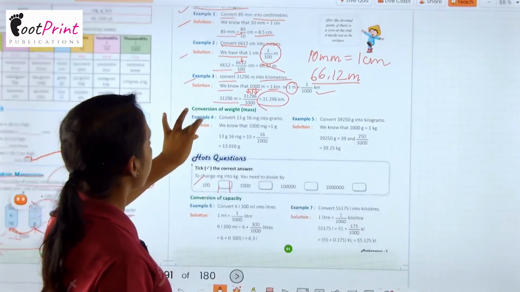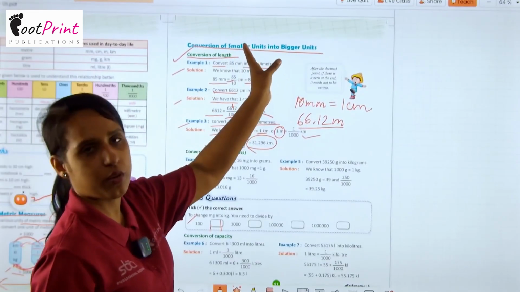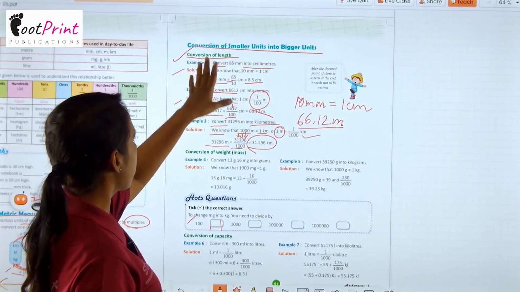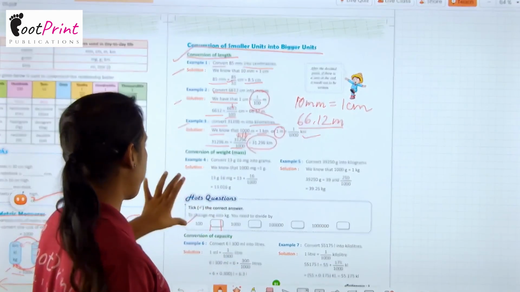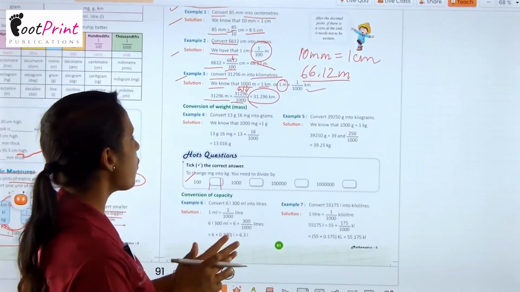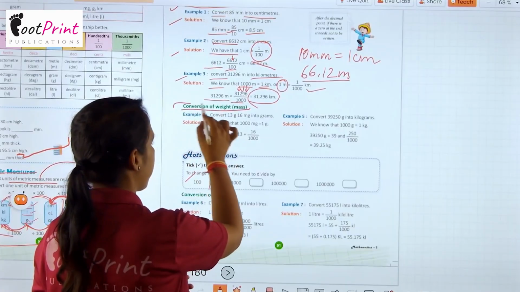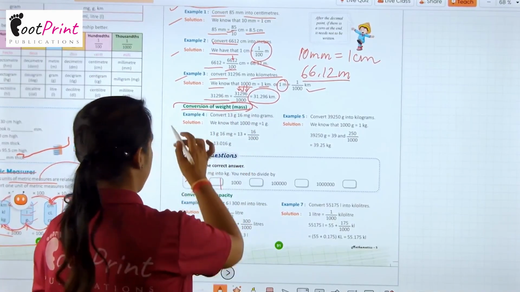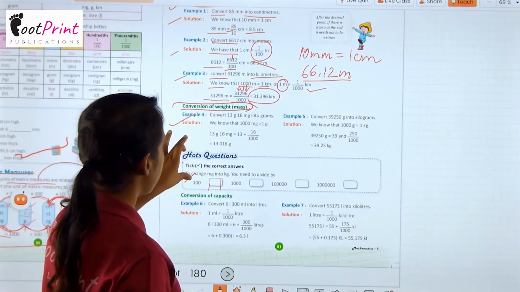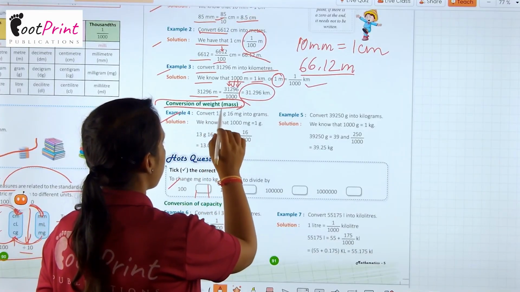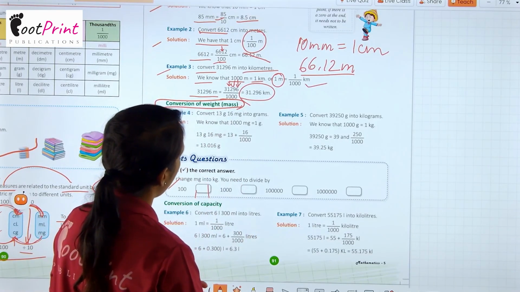So just like that, we can convert smaller unit to bigger unit if we want to convert length. Okay. Now we will learn how to do conversion of weight. How to convert weight, or we can say mass. So example number 4 is here. Convert 13 grams 16 milligram into grams.